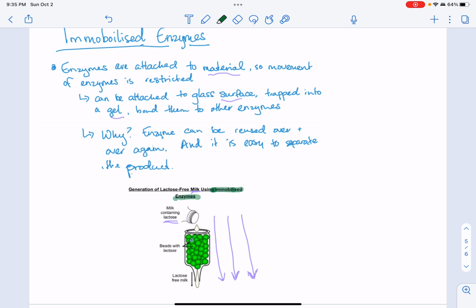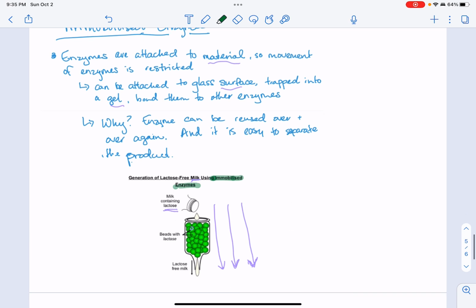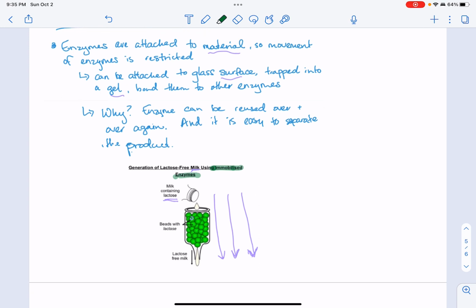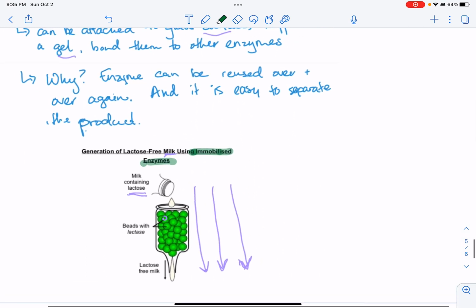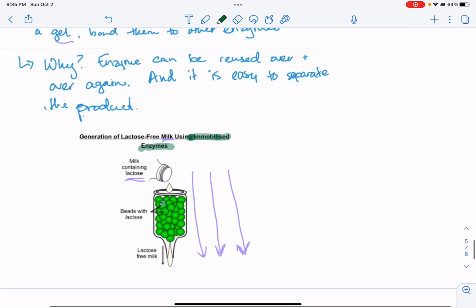And again, the purpose of this is you want to be able to reuse the enzyme over and over again, and it's easy to separate the products from the enzymes. So here's a picture to help you visualize. Let's say we want to make lactose-free milk.